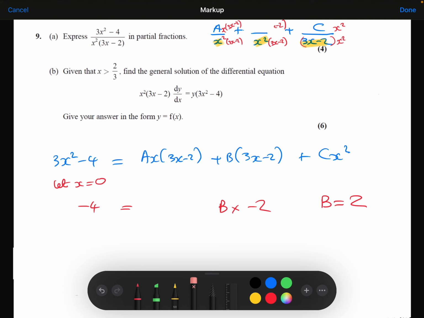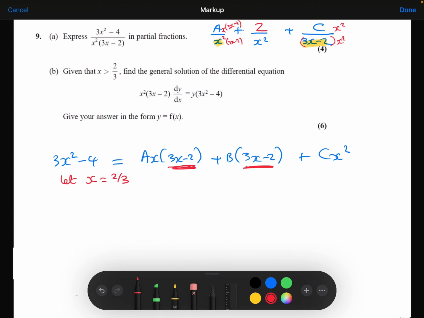So now I know that B is 2. Let me go back to my original statement, and I can write down that B is 2 now. Right, next. Let's let x equal 2/3 now. The reason I've chosen 2/3 there is it's going to make this bit become 0 and this bit become 0. So it's going to allow me to work out the C term.